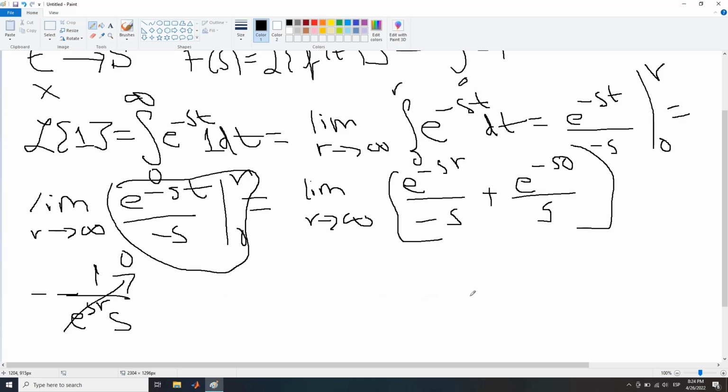So now we evaluate the second fraction. Any number raised to the 0 power is equal to 1, so this will be 1 over s. So this is 0, and the final answer will be 1 over s.